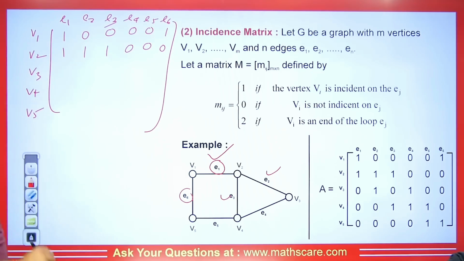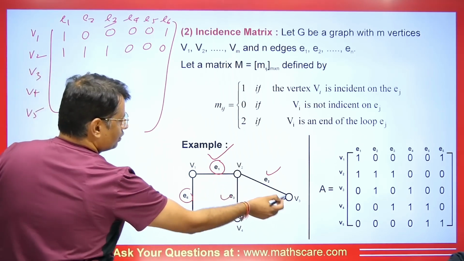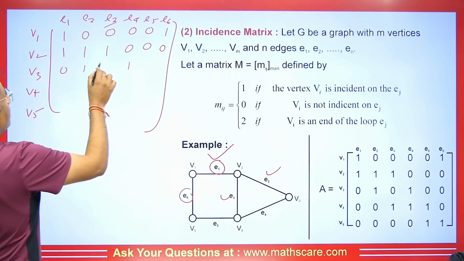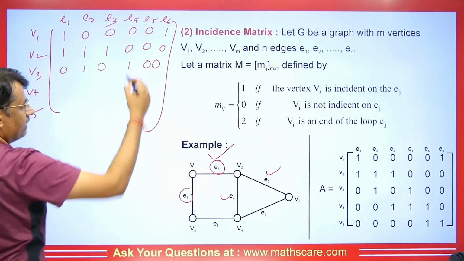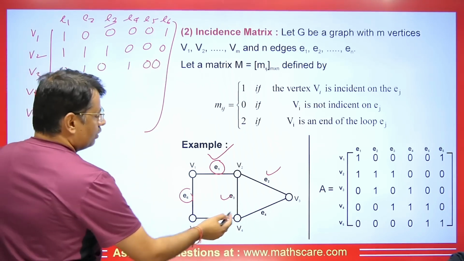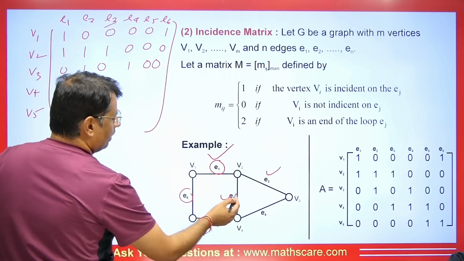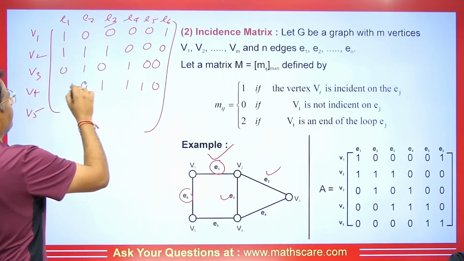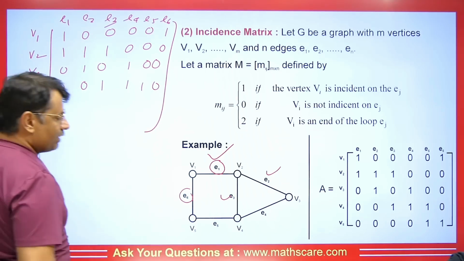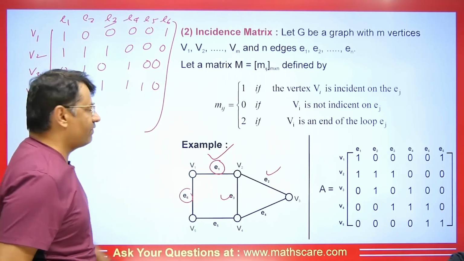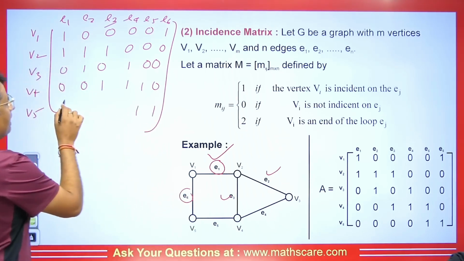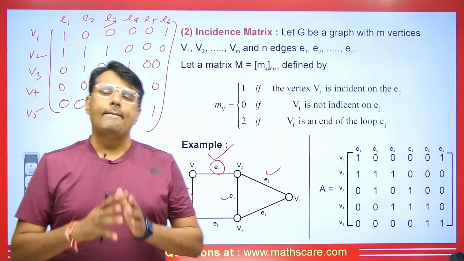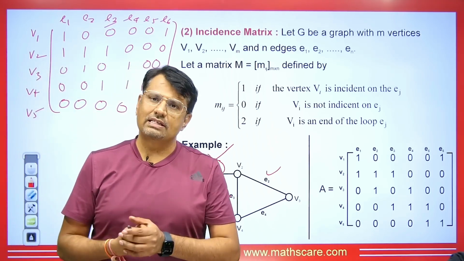Now let's talk about V3. What's coming to V3? E2 and E4 are coming. So we will write 1 under E2 and E4 and rest of the elements will be 0. If we talk about V4, on V4 we have E5, E4, E3 coming. So we will write 1 under E5, E4 and E3 and rest of the elements will be 0. If we talk about V5, we have E6 and E5 coming. We will write 1 under them and rest of the elements will be 0. So this is the incidence matrix, and in this way we can understand this easily.